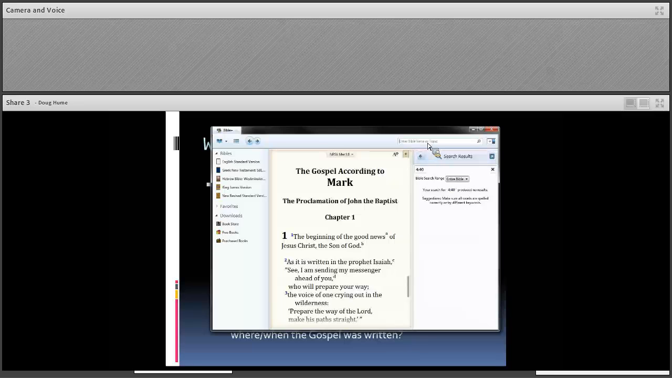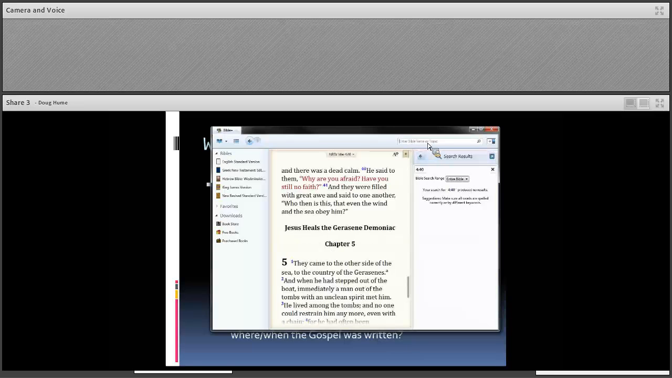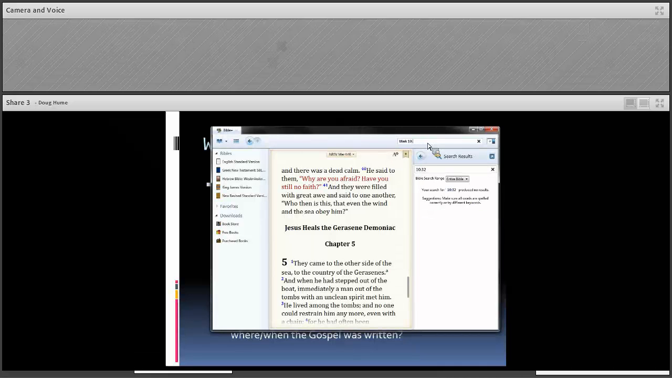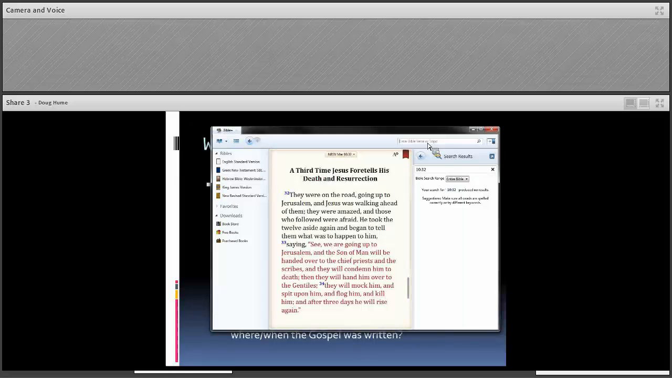So let's go to Mark 4:40. Why are you afraid? Have you still no faith? Or 10:32. They were on the road going to Jerusalem, and Jesus was walking ahead of them. They were amazed, and those who followed were afraid.